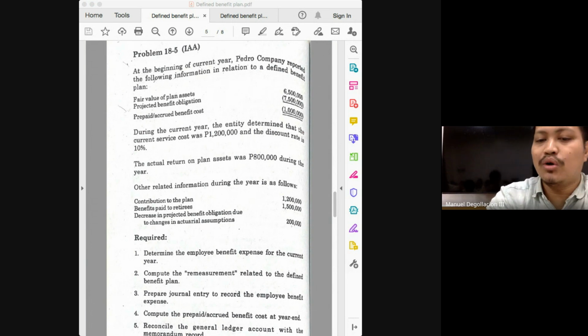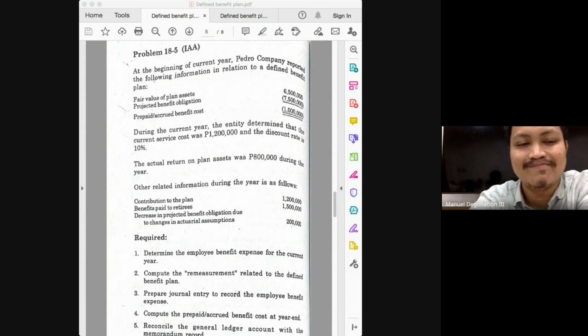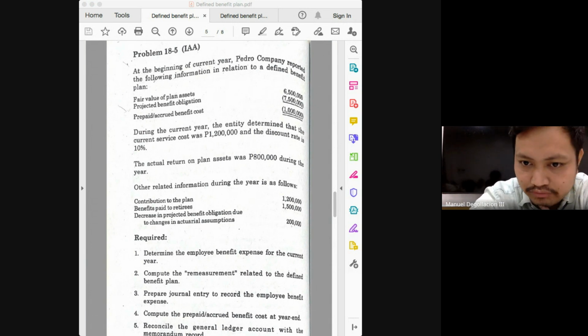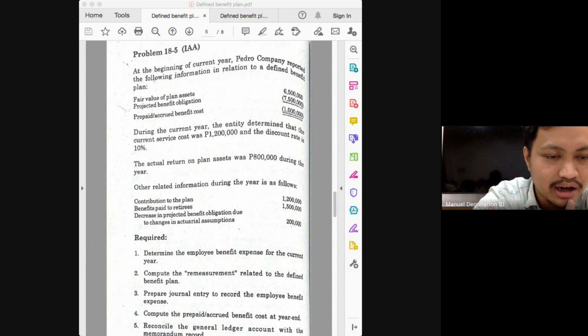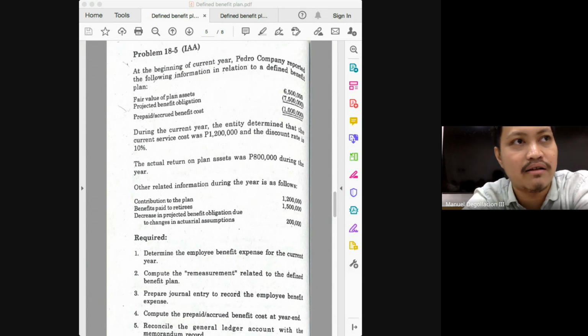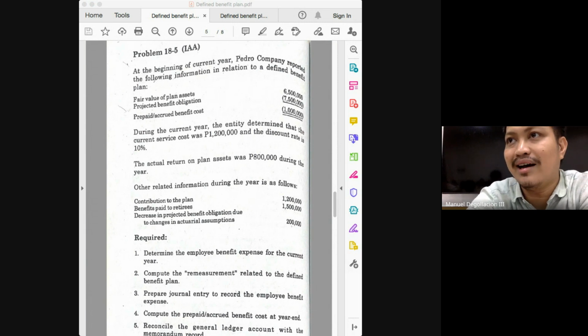Then you add that with the 1,200,000, our employee benefit expense would be 1,300,000. Next, remeasurement, class. The most present remeasurement gain or loss would be the one coming from your FVPA. And how do you compute for that amount? The interest income on your FVPA and the actual return. We have already computed the interest income on the FVPA, correct? How much was the interest income on the FVPA? 650. And you compare the 650 with the actual return. How much was the actual return? 800. There's a difference of 150.